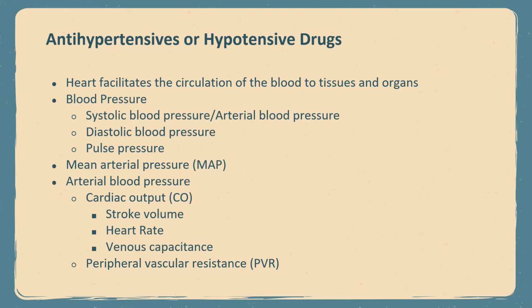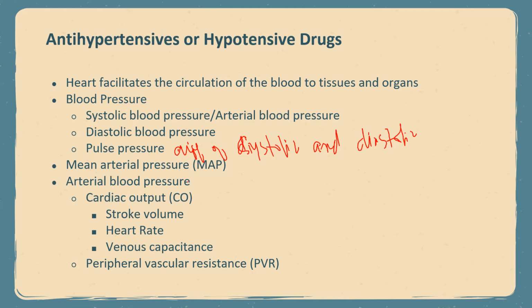Now, we also have what we call the pulse pressure. And what does it mean? When we say pulse pressure, that is the difference between the systolic and diastolic blood pressure. Okay? We also have what we call the mean arterial pressure.